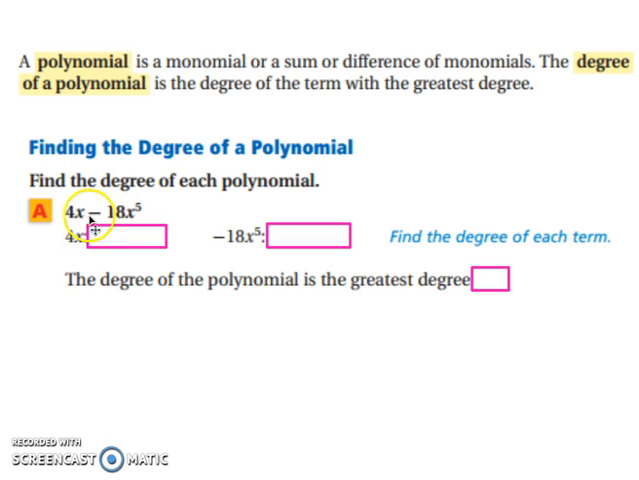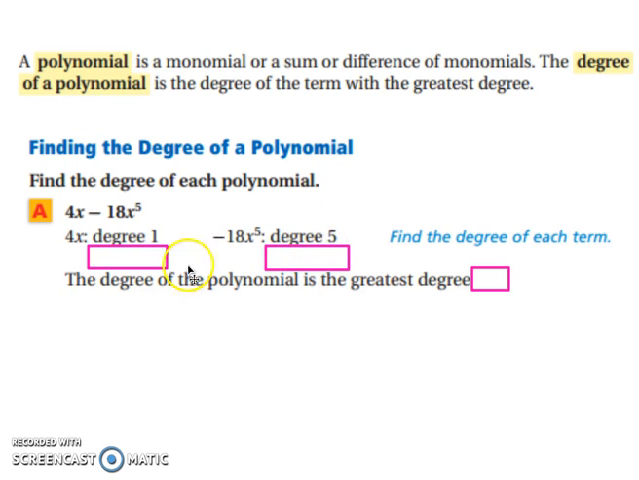So, for example, we have 4x minus 18x to the fifth. 4x, the degree of this monomial, is 1. Then we have this negative 18x to the fifth. The degree of this one is 5. So which one is the biggest? 5. So the degree of the polynomial is 5.